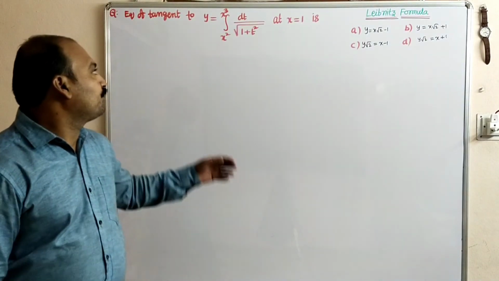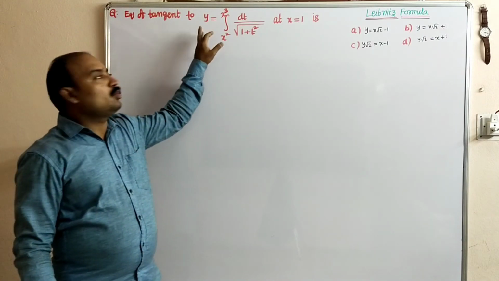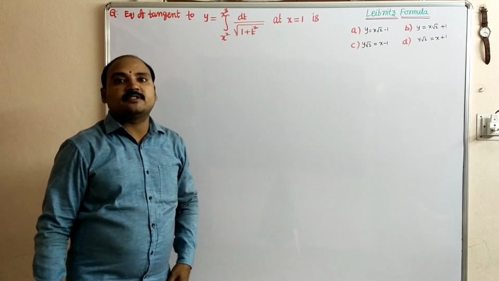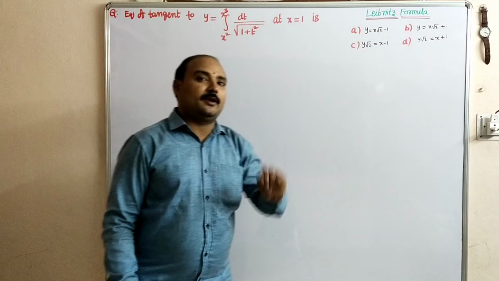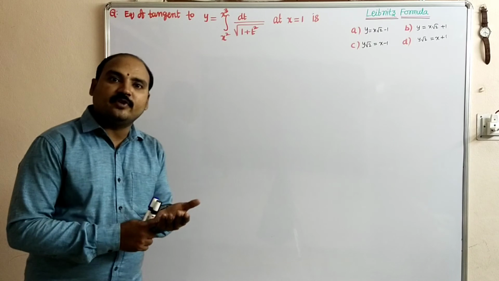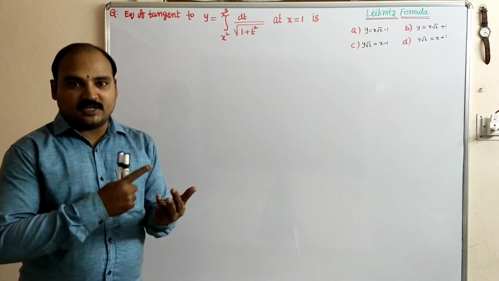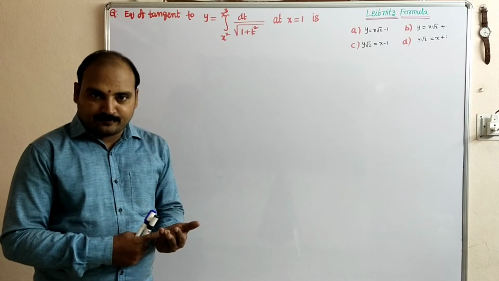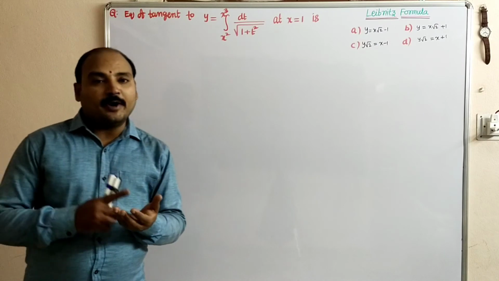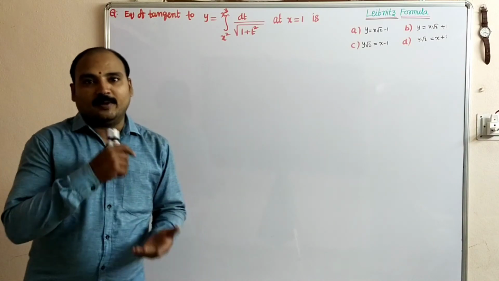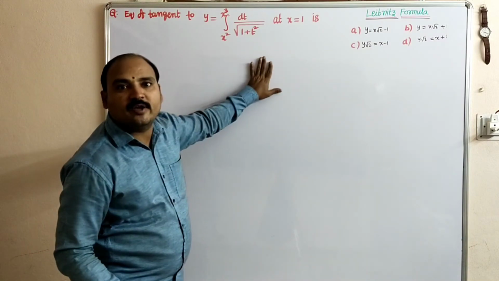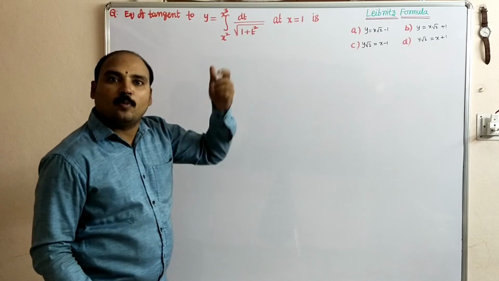The next question. Equation of tangent to y equal to integral from x square to x cube of dt by square root of 1 plus t square at x is equal to 1. They are asking to calculate the equation of tangent. Equation of tangent means we need to calculate the slope, that means dy by dx or m, at x is equal to 1. And to calculate the tangent equation, a point is also required, x comma y. Here the y value is given. If you differentiate with respect to x, the dy by dx value will come. That is the slope of the tangent.